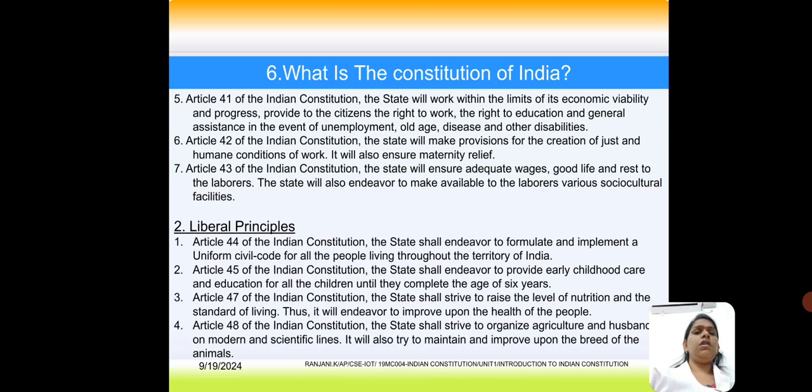Next is the liberal principle, under which the state formulates and implements a civil code, and also provides early childhood care and education for all children. It also strives to raise the level of nutrition and the standard of living, and to organize agriculture.